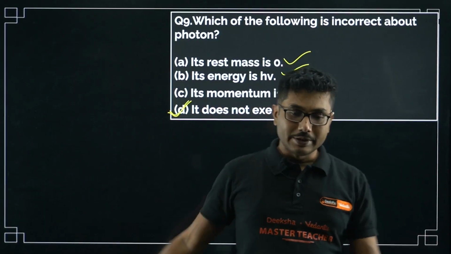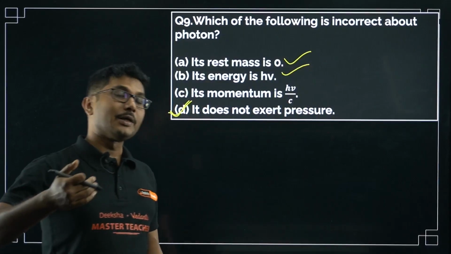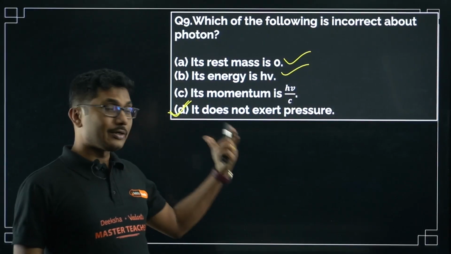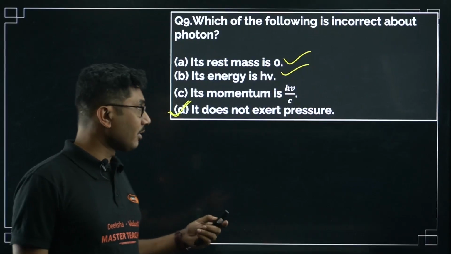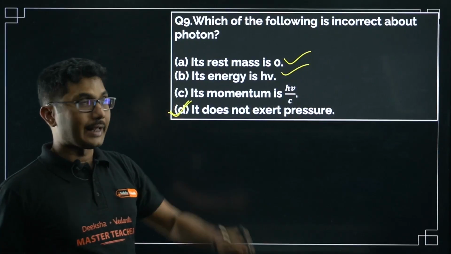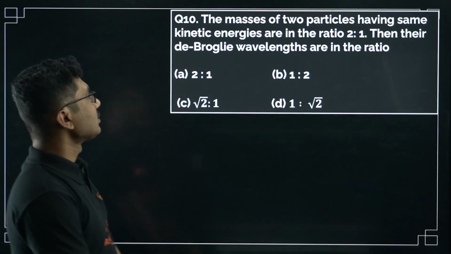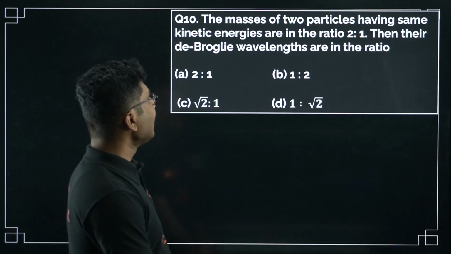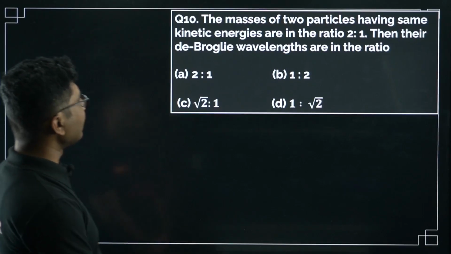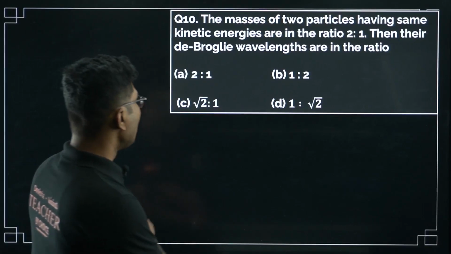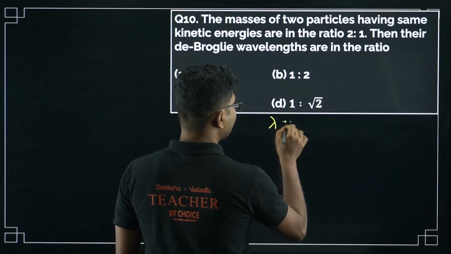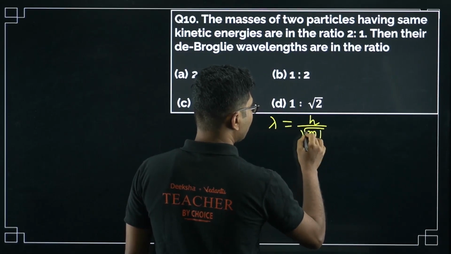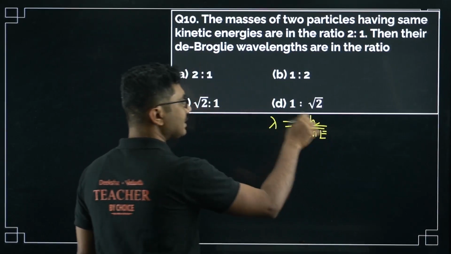In fact, I think I have solved one question in the past where we tried to calculate the pressure exerted by a photon. So that is also there. The masses of two particles having the same kinetic energies are in the ratio 2:1. Then their de Broglie wavelengths are in the ratio? So wavelength equals h by square root of 2mE. This is the momentum, right? This is the formula for momentum.